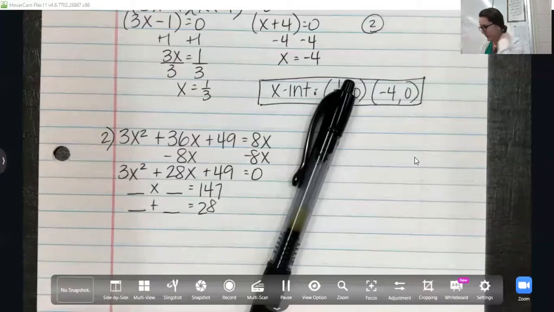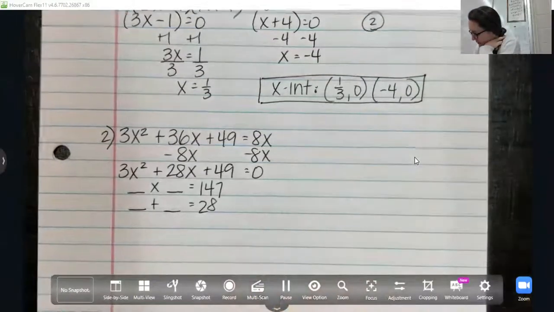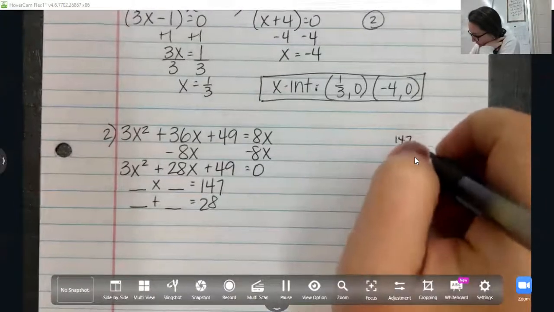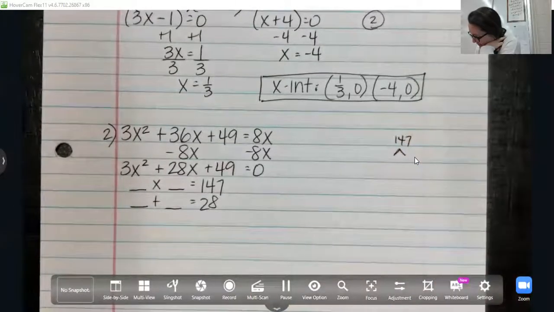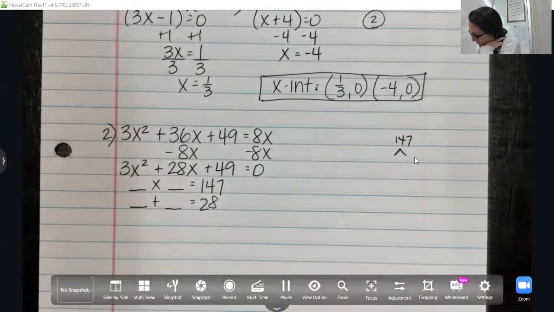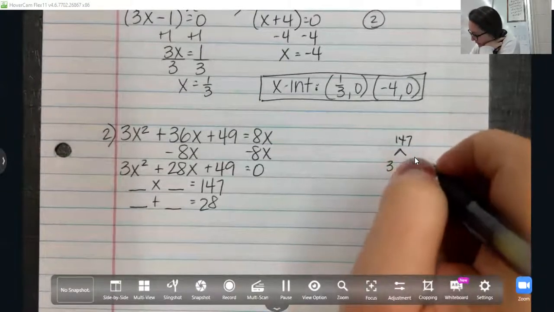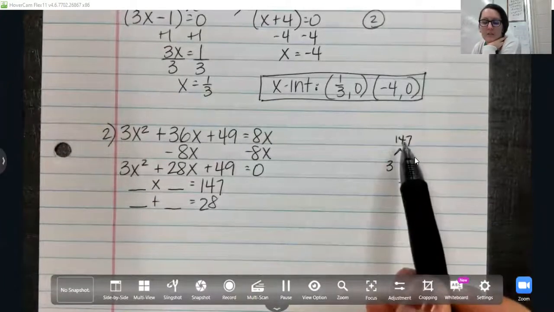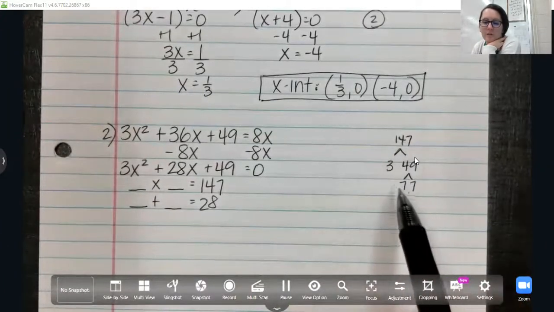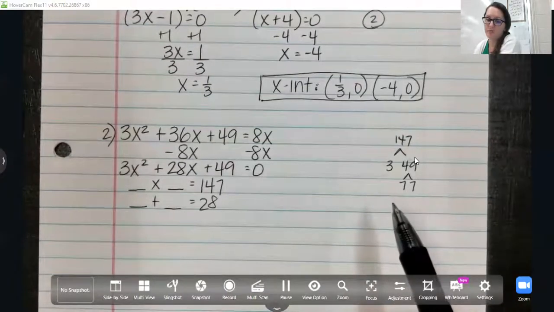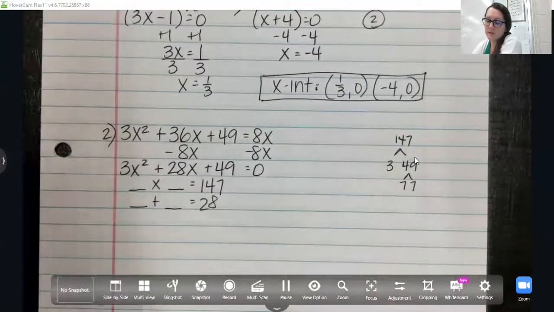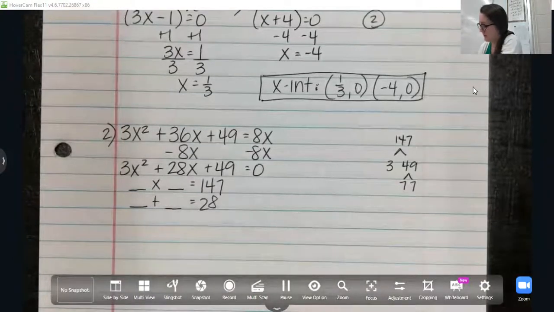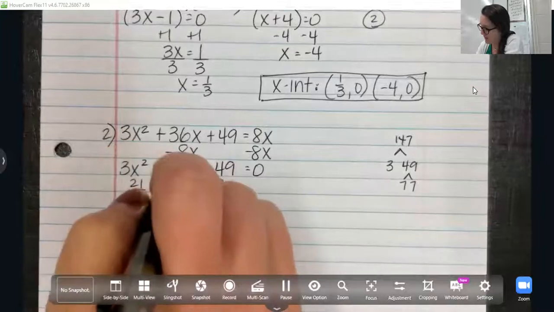Let's think about this. What multiplies to get 147? Maybe 3 and some number? 3 and 49. Okay, this might turn out okay. And 7 and 7. So when I can't think of factors, I break my number into prime factorization, and then it helps me figure out what numbers might be it. So I have 3 and 7 is 21, plus 7 is 28. Wow, that just works out perfectly, doesn't it?